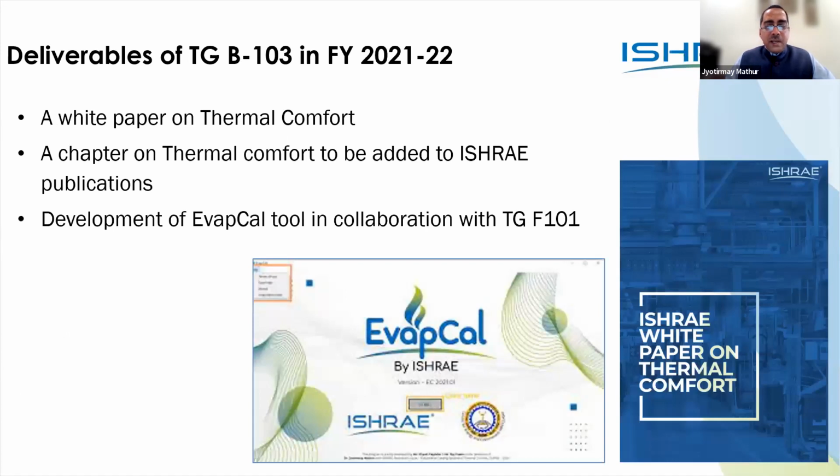So what has been done so far by this group? A white paper, which you will be hearing more about in a few minutes from now. We have developed the chapter for thermal comfort, and we plan to add it in ISHRAE Fundamentals and other relevant books from now onwards, and that is done jointly by collaborative efforts of 4 or 5 members of this TG. We were jointly developing a tool with the evaporative cooling TG, and EvapCal is the outcome. So this tool has been a collaborative effort of TG F101 and TG B103.